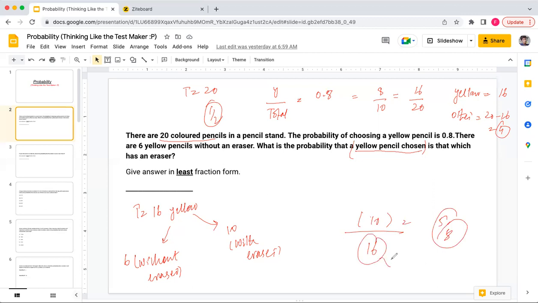The mistake you made, you chose 20 here, but the question says the probability of a yellow pencil chosen. If the question is the probability of the total pencils, which of them has an eraser with them, then in that scenario you can choose 20 here. But in this scenario, the question is just saying that you need to choose out of total yellow pencils such that the chosen one has an eraser with it. So that's why you have a total of 16 options, and out of them 10 have an eraser with them. That's why this is 10/16, which is 5/8.